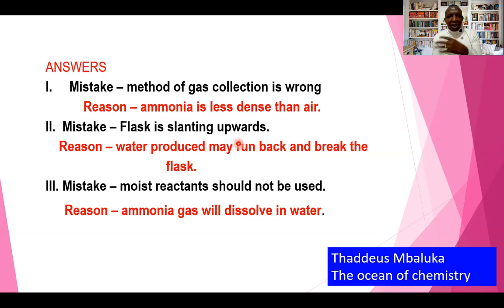Let's look at the answers. I've already given them. The mistake is the method of gas collection is wrong. Reason: ammonia is less dense than air. Mistake number two, the flask is slanting upwards. That is the mistake, not that the flask is not slanting; it is slanting, but upwards. Reason: the water produced will run back and break the flask. Mistake number three, moist reagents are being used. Reason: the ammonia gas produced will dissolve. So, use of moist reagent.